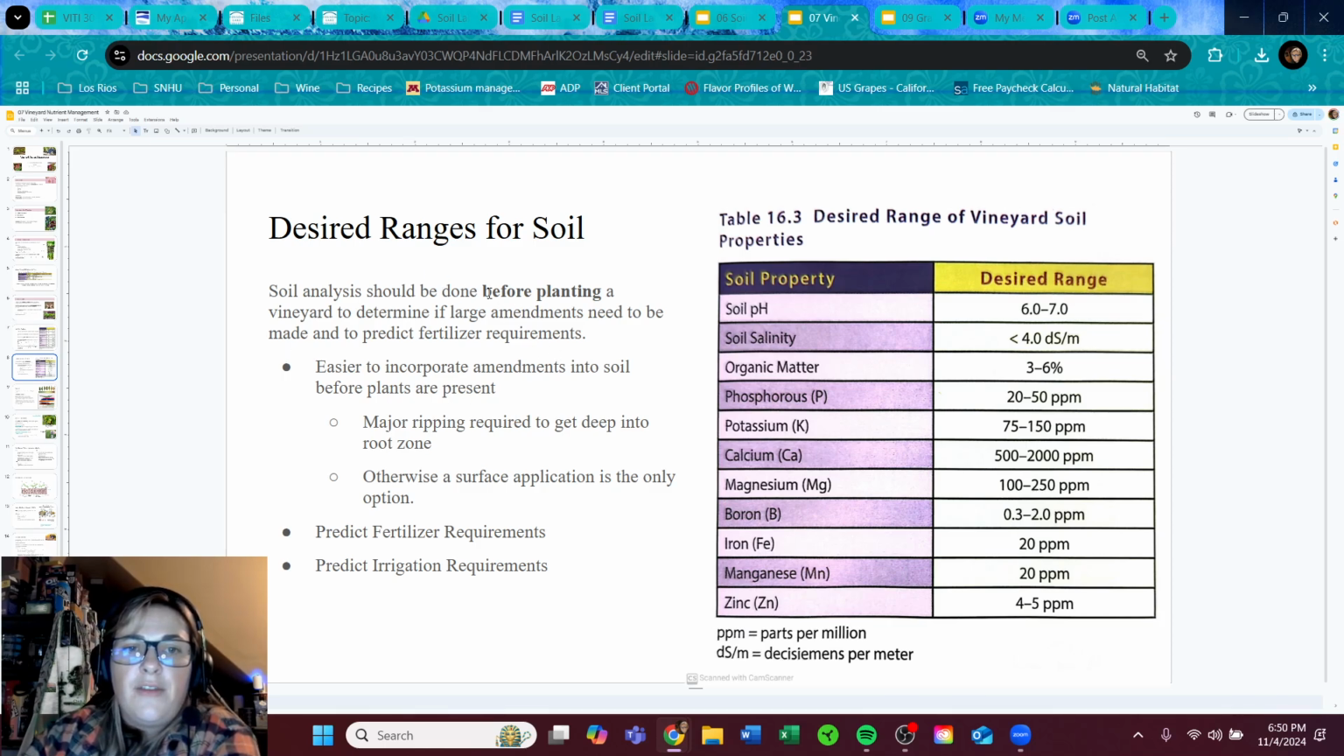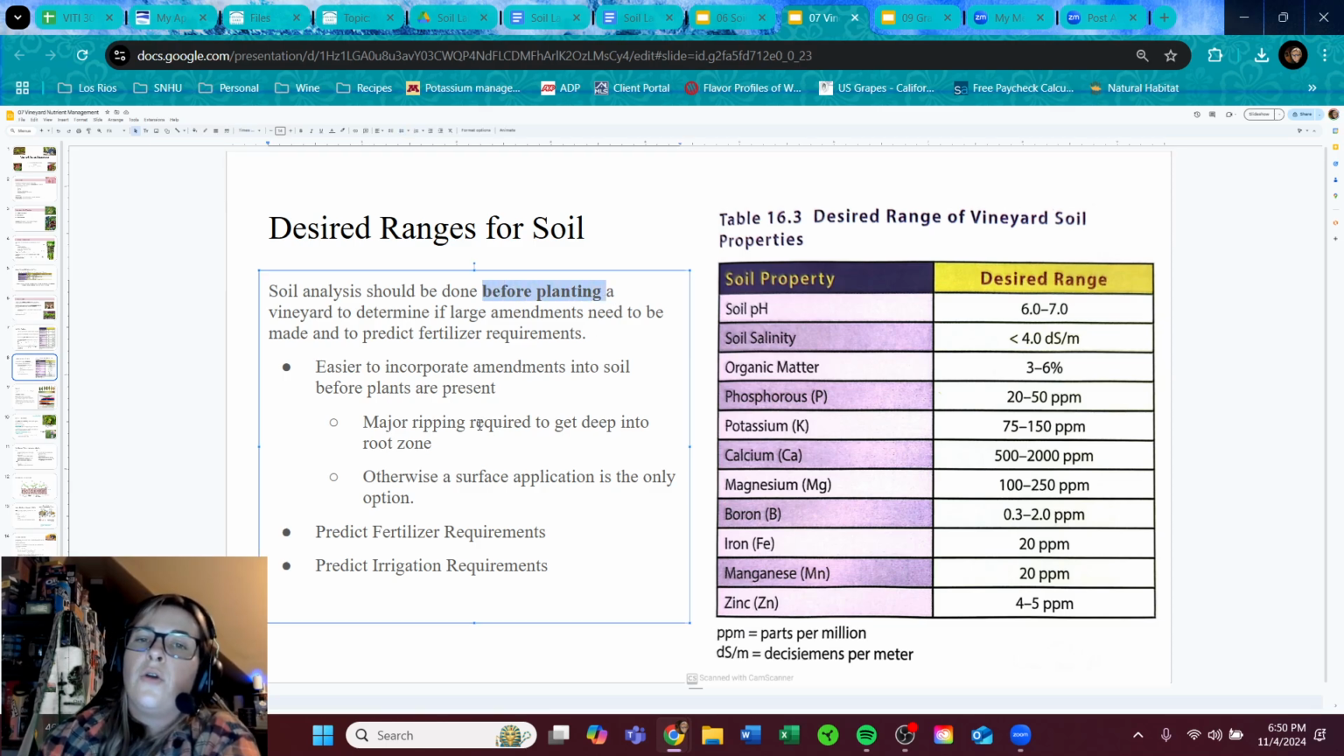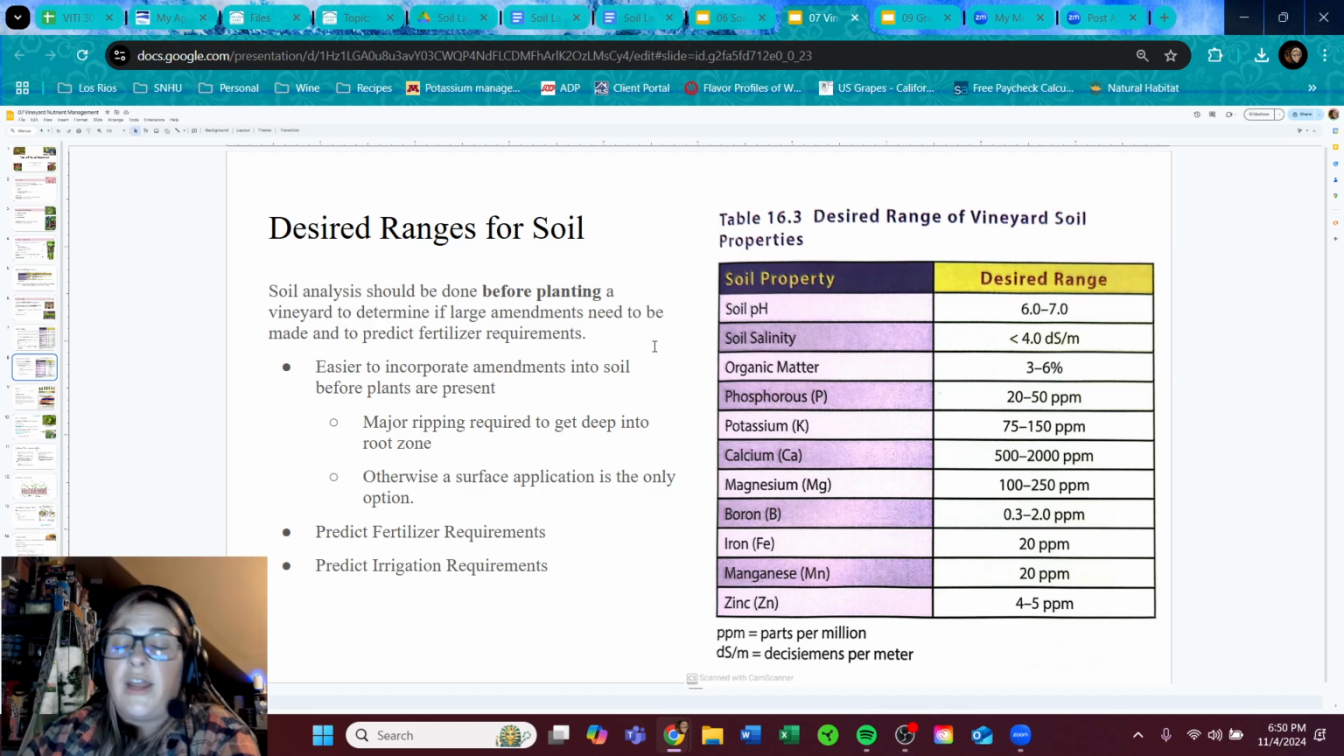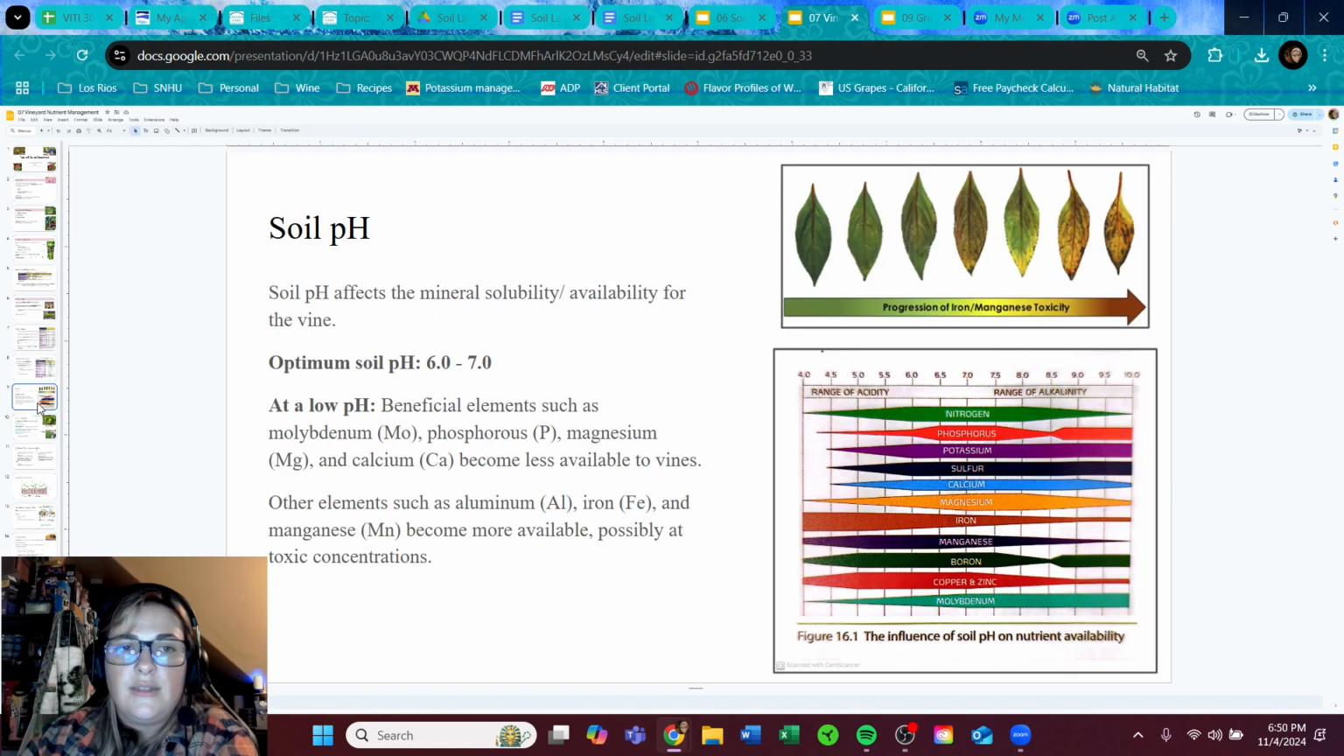Okay. If I had a question about the slide, it would be something along the lines of why you would want to measure soil before you plant a vineyard, right? You want to know what you're getting into before you drop a bunch of money on this project, right? Also, if you need to make any amendments, it's a lot easier to make amendments to your soil before you have a bunch of vines and stuff in the way. So, I would have a good question about that. So, that might be good to study.